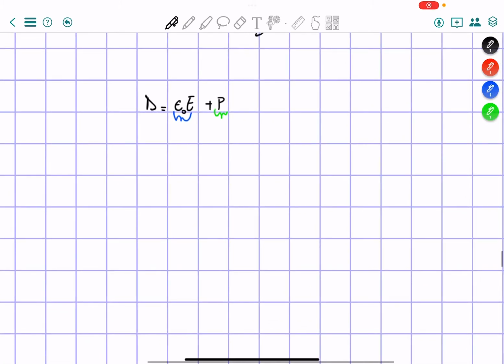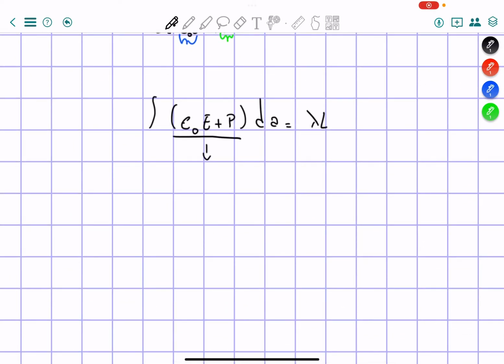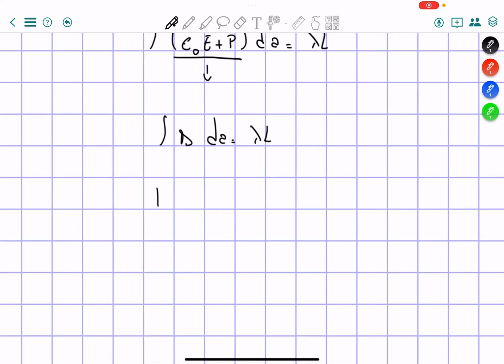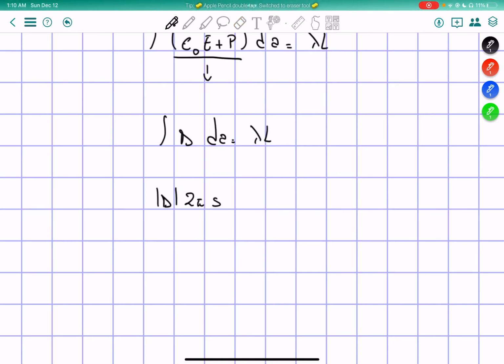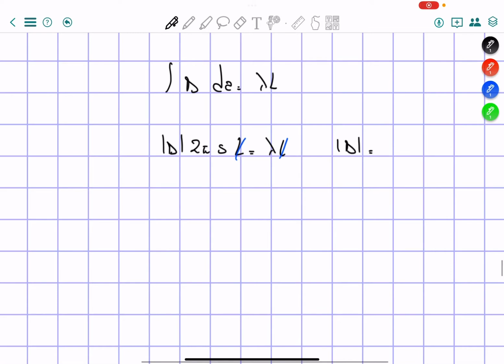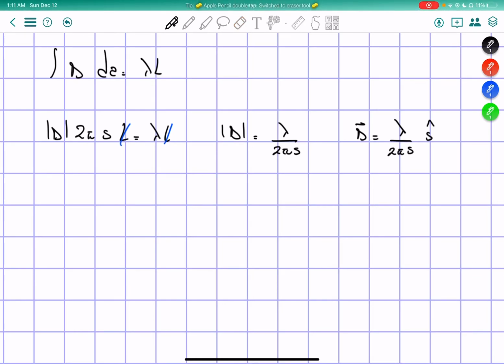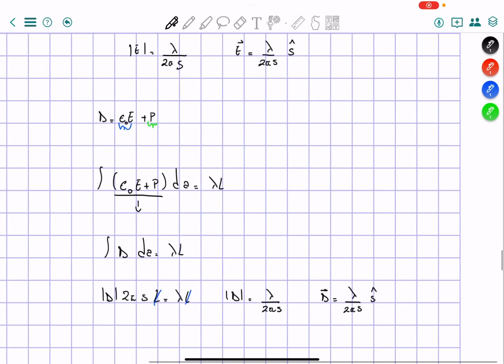So if we call it perfectly, we'd have to say that epsilon naught times E plus P, the integral of this over dA is equal to the charge enclosed again, which we said is lambda L. And we said that this part is now called D, so D over dA is equal to lambda L. So what is this going to be equal to? It's going to be the absolute value of D times 2 pi S capital L equals lambda L. We cancel L on both sides, and we get the absolute value of D is equal to lambda over 2 pi S. And therefore, the vector form of D is lambda over 2 pi S in the S hat direction. As you can see, it's the same formula that we found for our value right here. They're pretty much the exact same thing.